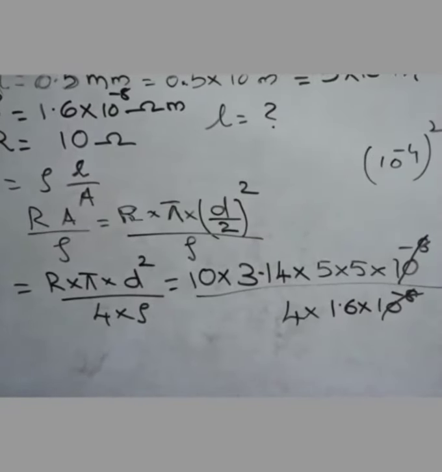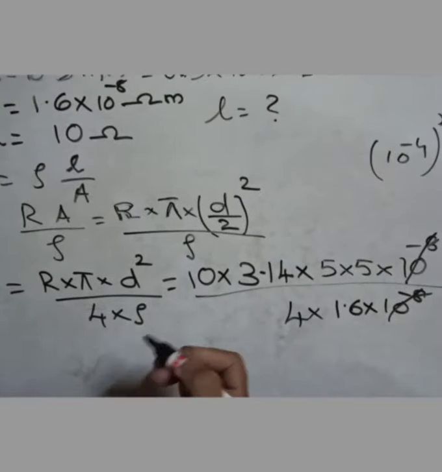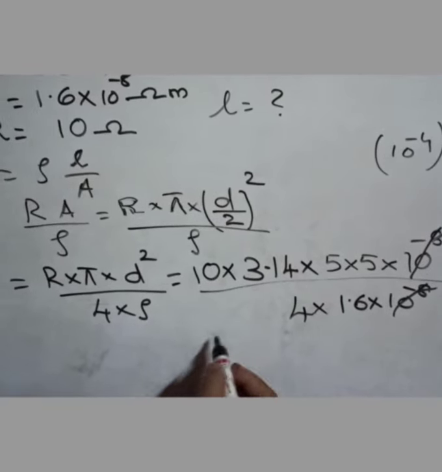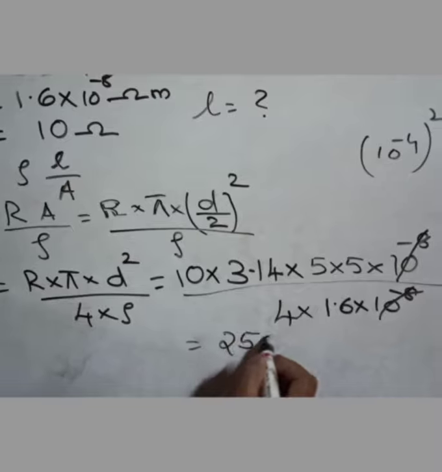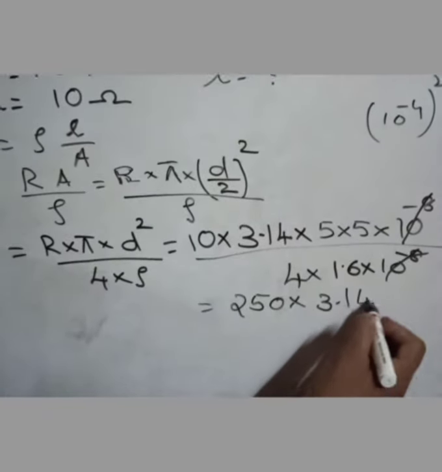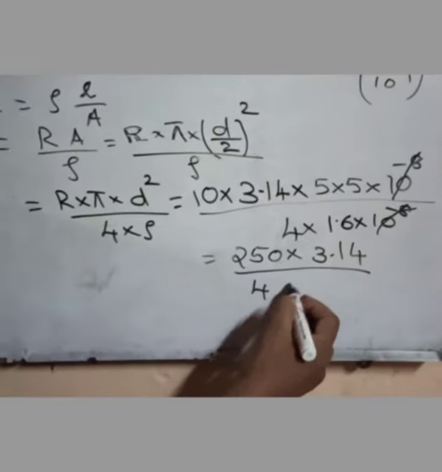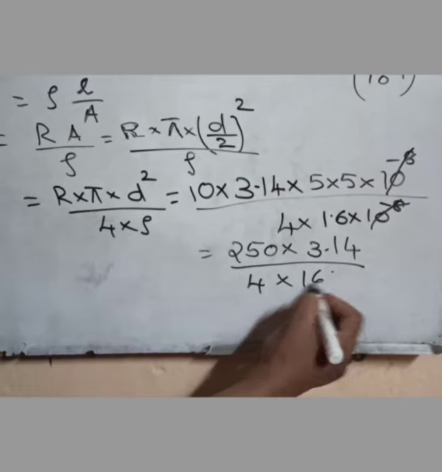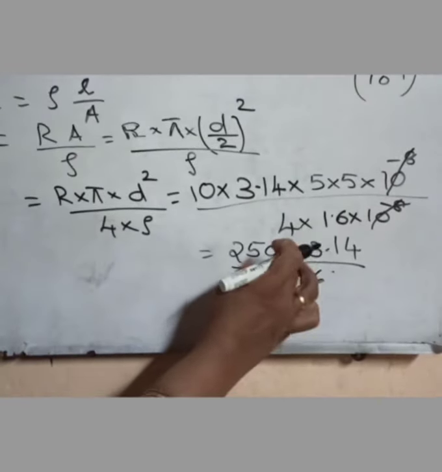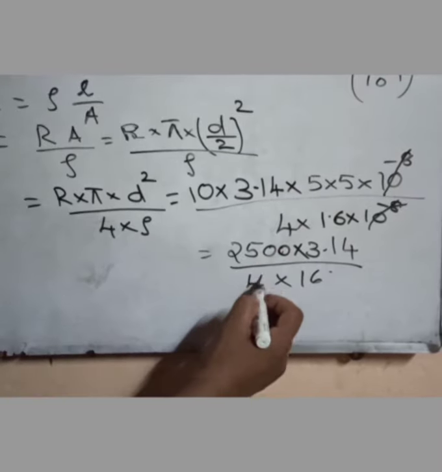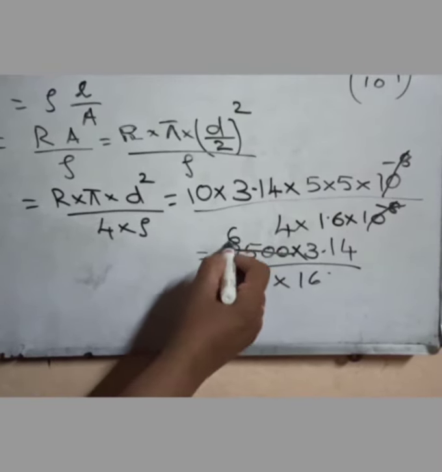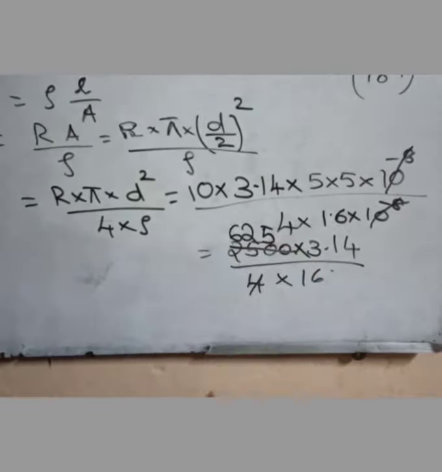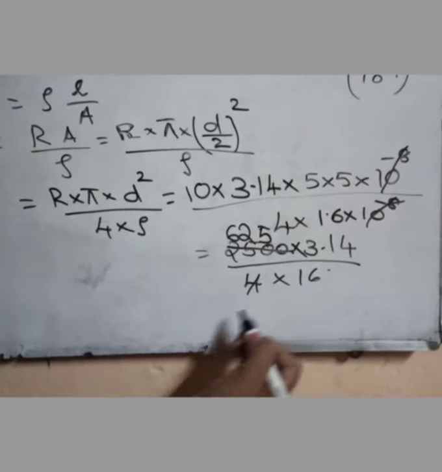So here again, it is easy to convert: 5 into 5, 25, 25 into 10 is 250. 250 into 3.14 divided by 4 into 1.6. This 1.6 you can write as 16, that is 16 by 10 is 1.6. So here one more 0 you have to add. 4 sixes are 24, balance 1, 10, 4 into 2, 8, 20. So 25 into 3.14 divided by 16.